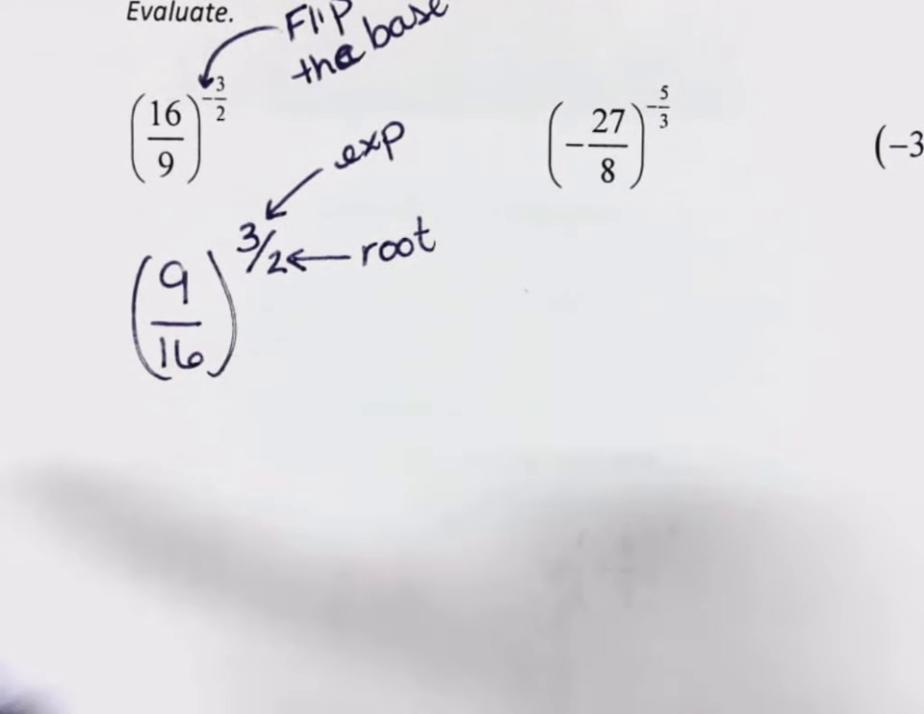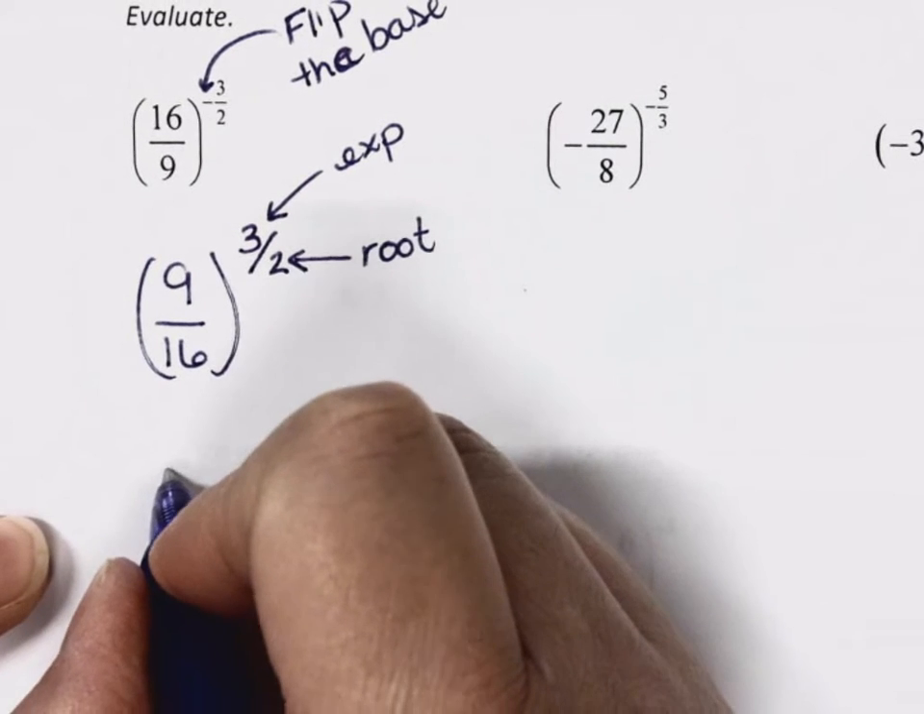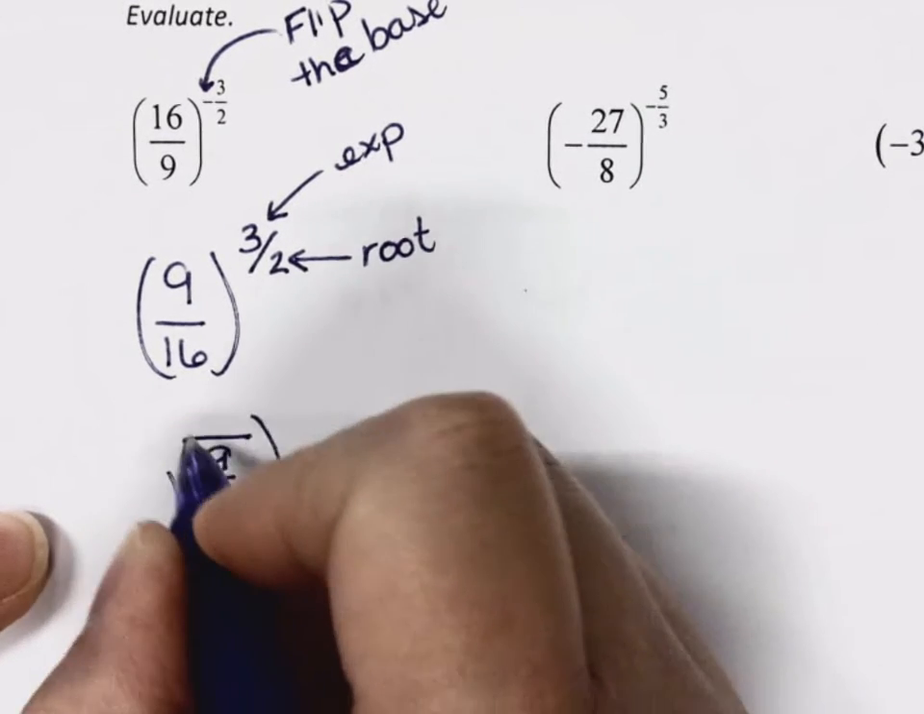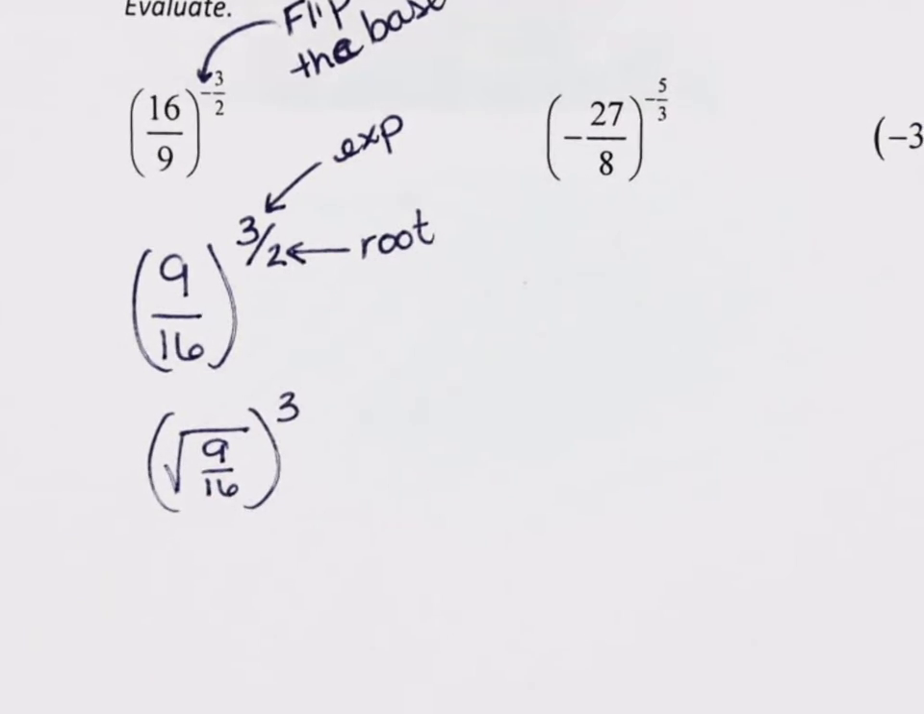Yes, they're both perfect squares. So we know they're going to square root nicely. So I'm going to go ahead and square root first, and then I'll apply my cube. Knowing your perfect squares and perfect cubes is handy because you can make better decisions. It will work if you do it the other way, but you're probably going to need a calculator. So I'm going to take the square root of 9 over 16, and I'm going to cube it.